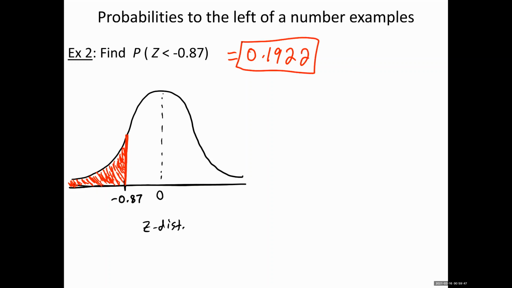But again, you only do that when it's an area to the left. The table was made to look up areas to the left. So if it's not area to the left, you don't do it this way. But first things first, let's make sure we know how to find area to the left. Any questions on example 1 or example 2?